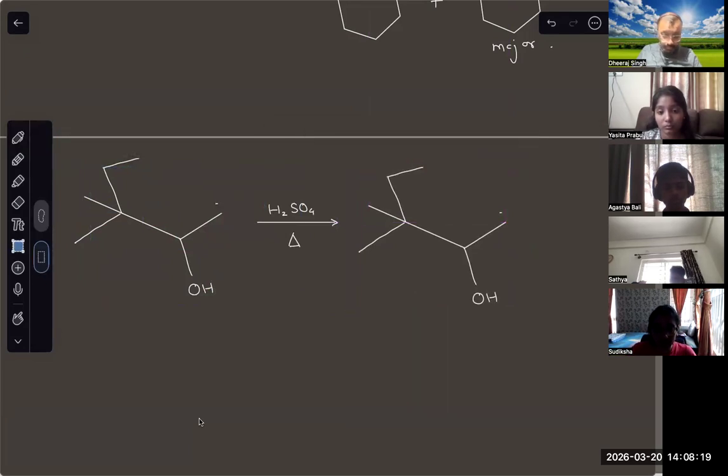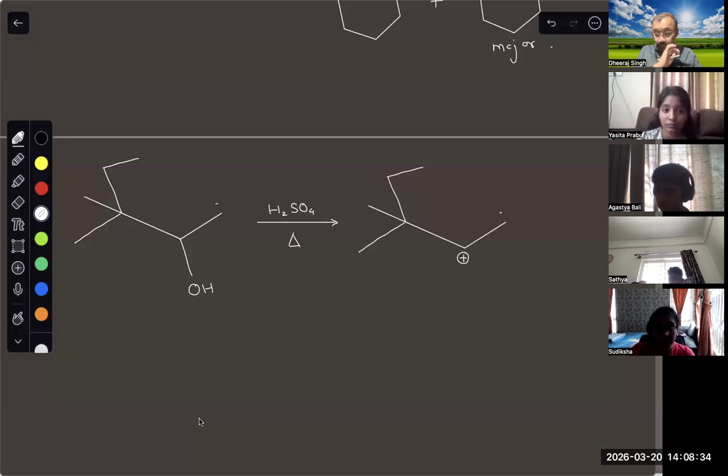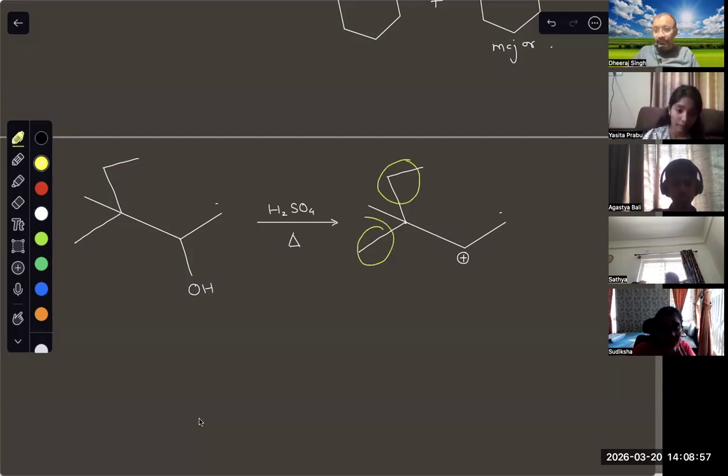If I were a student, I may also not get it. So this OH will be gone and the positive charge will be here. Do you all agree? This carbocation will be formed. Now, can this carbocation, which is 2 degree, become 3 degree? Is it possible? Why not? There is no adjacent hydrogen atom for the tertiary carbon. No, even an alkyl shift can happen. You have these two alkyls, this one and this one.